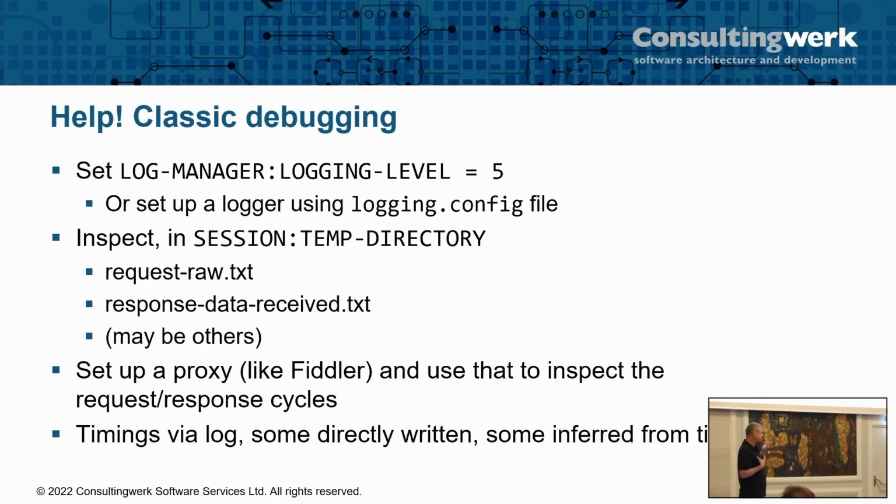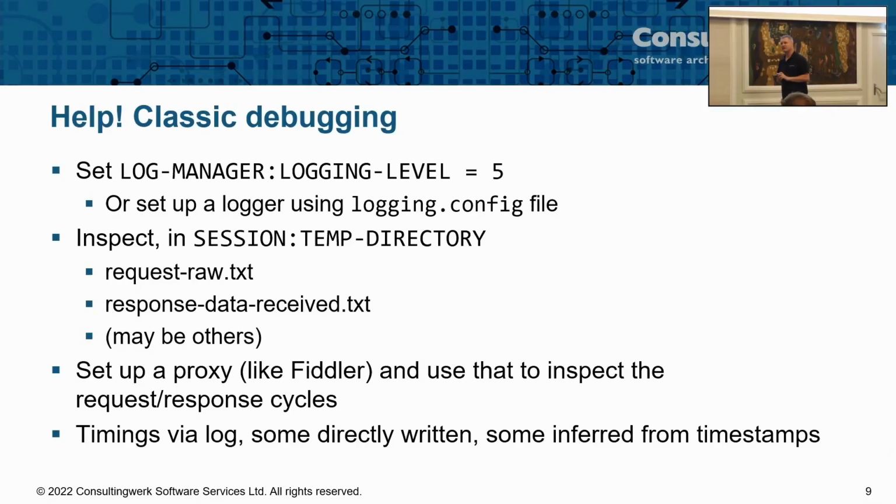So until recently, until 12.5, I'm just going to call this classic. The way you debug things in the HTTP client was you basically turned on the logging level. You set the log manager logging level to a certain level, 5, pick a number. Well, 5 was the one you really want. You can set up logging using the ABL logging with that config file. And then when you run your requests, firstly in the log file you get, this is what we sent, this is how many bytes we got, and so on, and it writes some timings in there. It also writes a set of files.